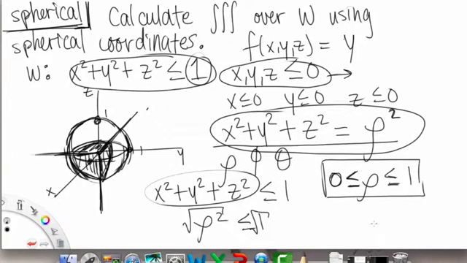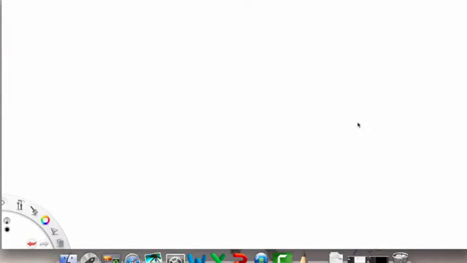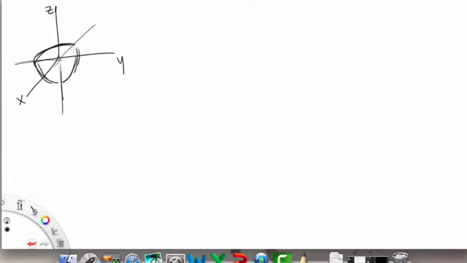Now we need to determine phi and theta. Okay, so I'll continue this on the next slide. So again, I'll do a quick sketch of what we're looking at here. The faint ones are the negative axes, y and z. I'll refrain from drawing the rest of the sphere, and I'll just draw what we're looking at.